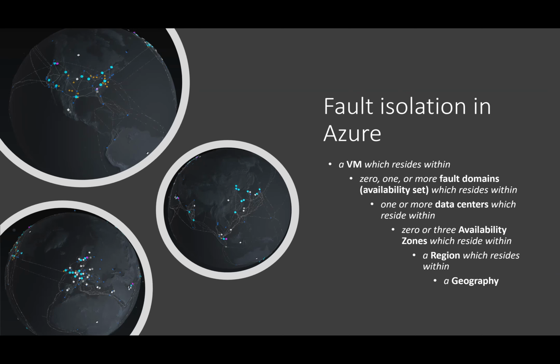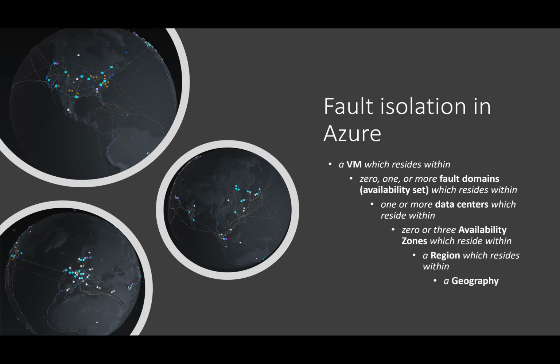So a region, again, is defined by network latency, and I don't know what the actual technical cutoff is, but I believe it's about a millisecond. So to communicate between any 2 VMs anywhere within a region should be well less than a millisecond. And then last, there's a geography.